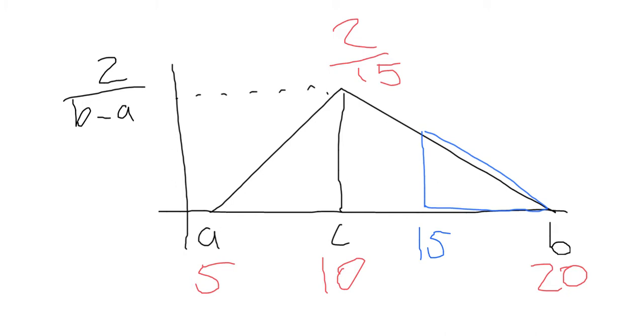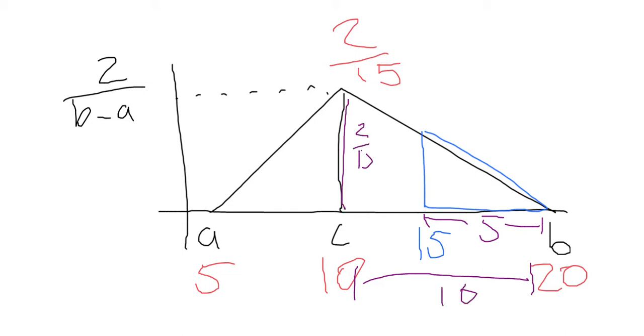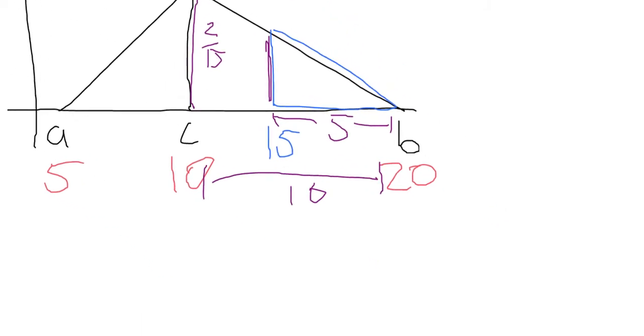Right, so we've got three parts to this triangle, three things that we need to look at. First of all, this distance here is 5. This distance here is 10. And we know this distance here is 2 over 15. And what we want to find is this height here. We're going to call that one h. h divided by 5 equals 2 over 15 divided by 10.